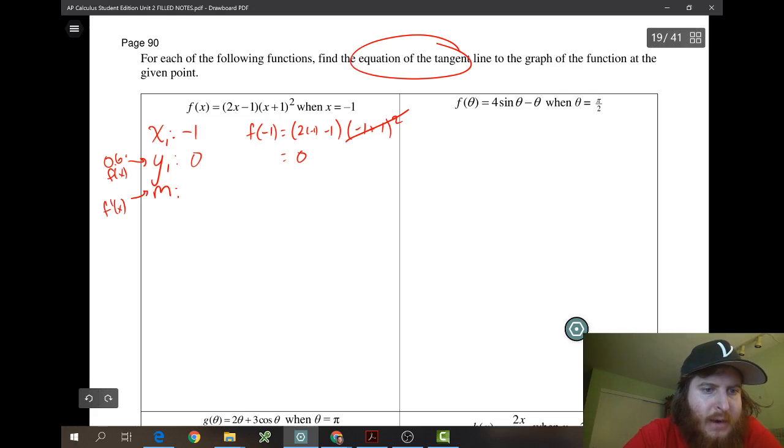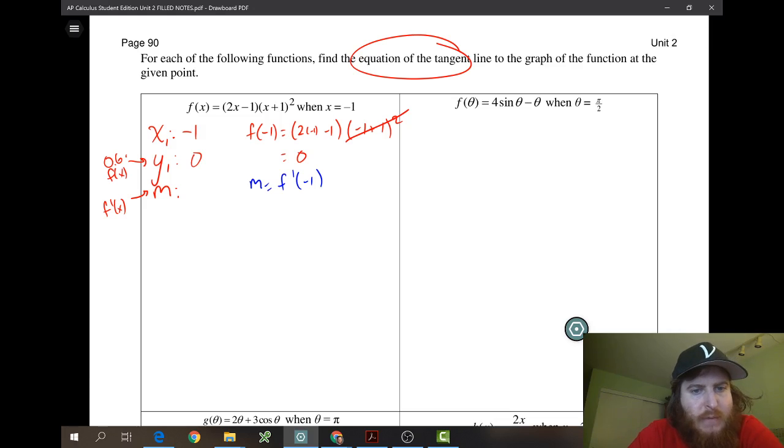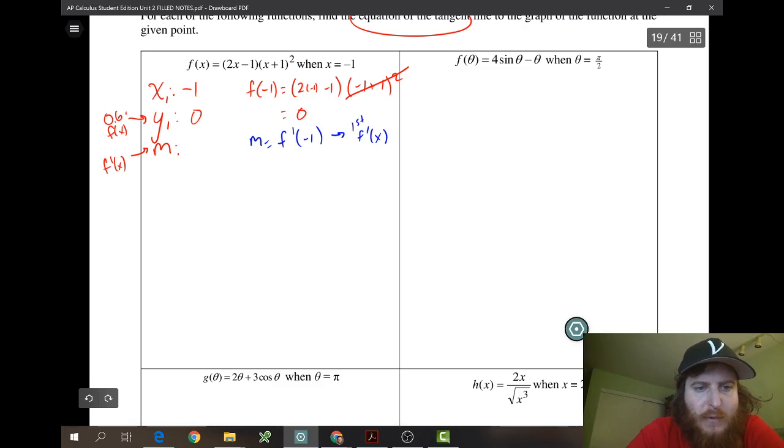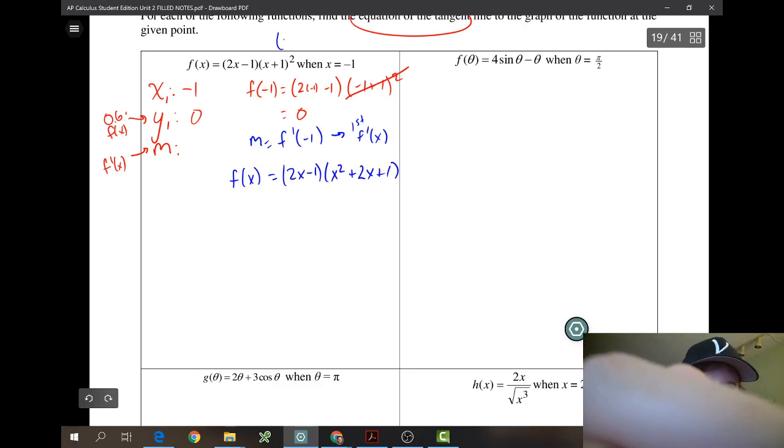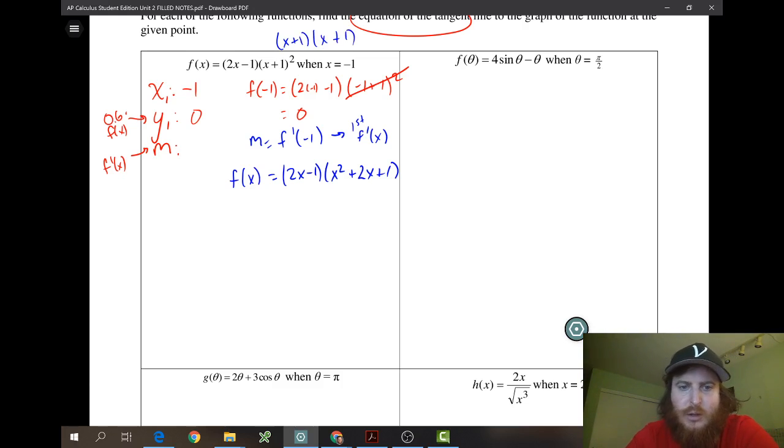Then for m, we always plug into f prime of x. So before we can ever plug it in, we need to first find f prime of x. m is essentially going to be f prime of negative 1, but very important: before we can do f prime of negative 1, we first need to find f prime of x. That's always really important. Before we can find f prime of x, we need to rewrite this in polynomial form. So I'm going to FOIL out 2x minus 1 times x squared plus 2x plus 1, from x plus 1 times x plus 1. Or you can do the shortcut: square the first, multiply together times 2, square the second.